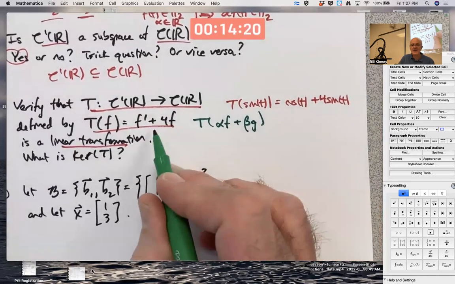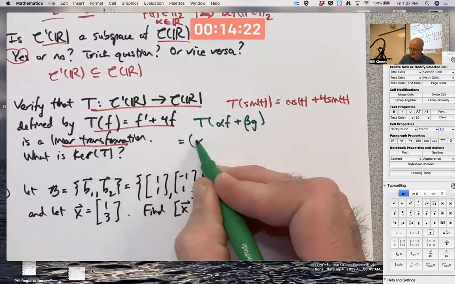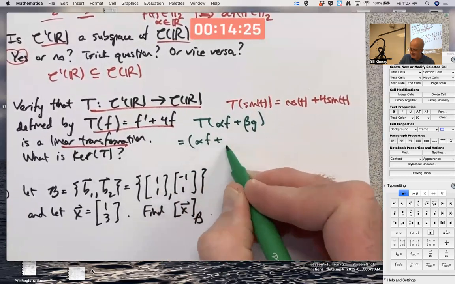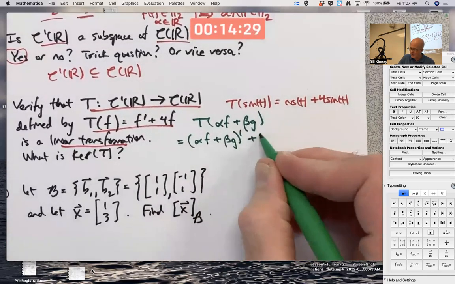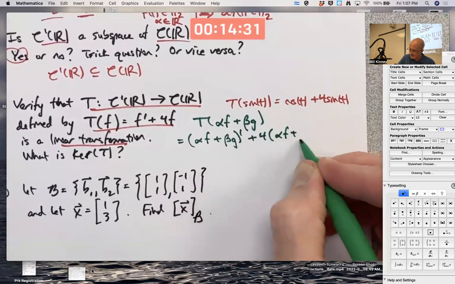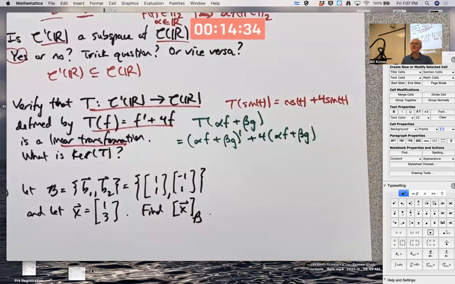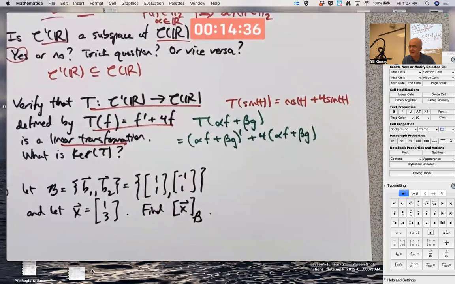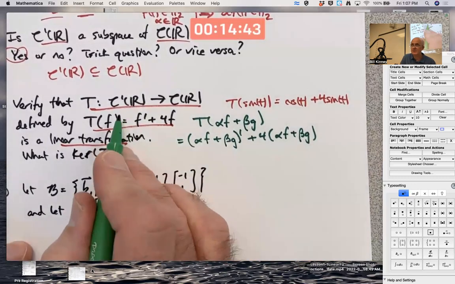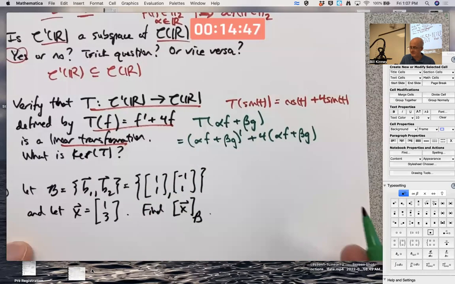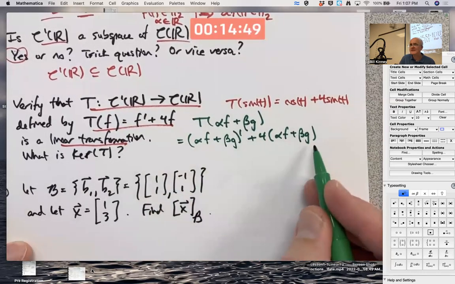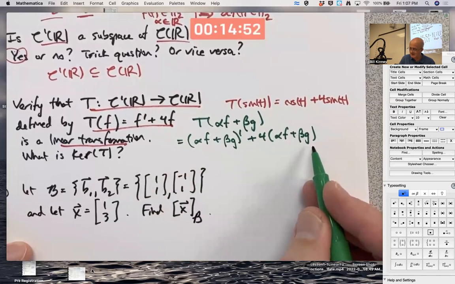Plug that linear combination into this formula. That means I've got to take the derivative of alpha f plus beta g, put a prime there, and then add 4 times that linear combination, like that. Again, it's understood when I write this, I'm saying it, alpha and beta are scalars. F and g are continuously differentiable functions. I'm assuming that. Prime means derivative. 4 times this thing in parentheses is multiplication.